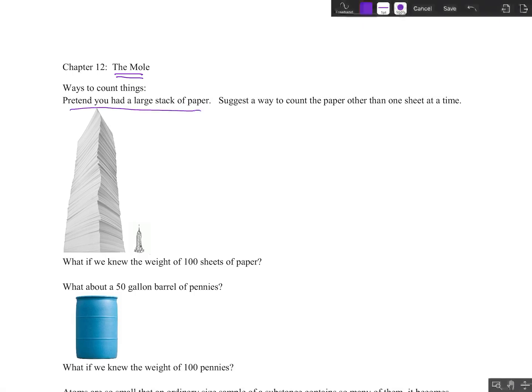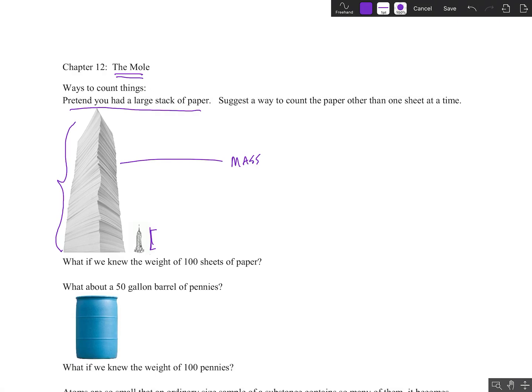Pretend I had a large stack of paper, and let's say the stack of paper was this tall compared to the Empire State Building. Suggest a way to count that paper other than counting it one sheet at a time. By the way, can you imagine a stack of paper that tall? It would take forever to count it one sheet at a time. However, what if I knew the mass of that stack of paper?